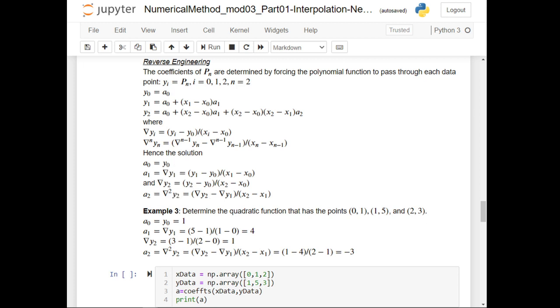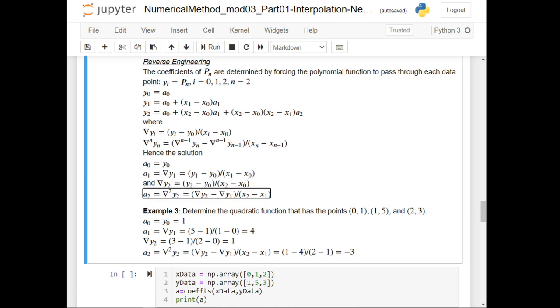We assign a0 as y0, and a1 as delta y1. We think of this as the slope of the line. If we're dealing with quadratic, a2 can be solved using this formula. You see delta y1 is actually a1, but we need to get delta y2, which is given by this formula.